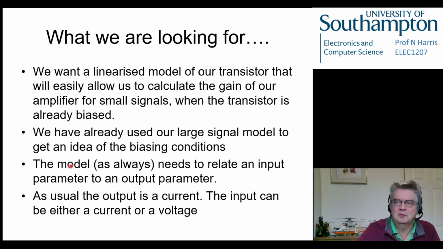And our model that we're going to be developing for this transistor needs to relate an input parameter to an output parameter. And in the case of a transistor, the output is a current. The input can either be a current or a voltage. If we want to turn the output of the transistor from a current to a voltage, then we just need to put it through a resistor, and we can then pick off the voltage if we want to.